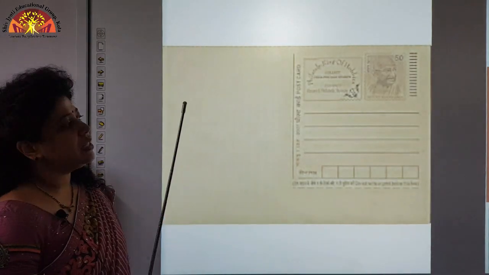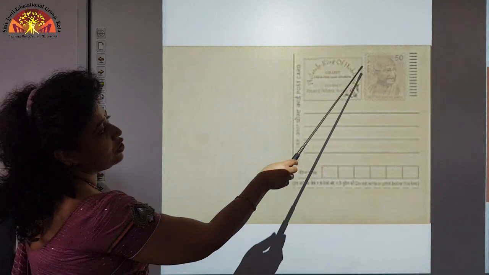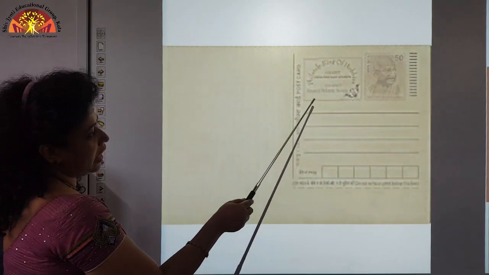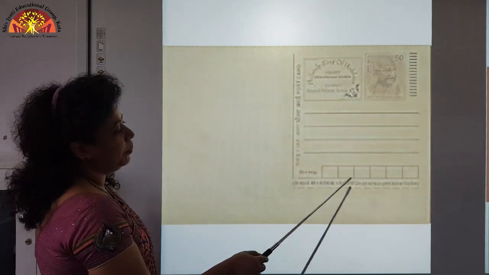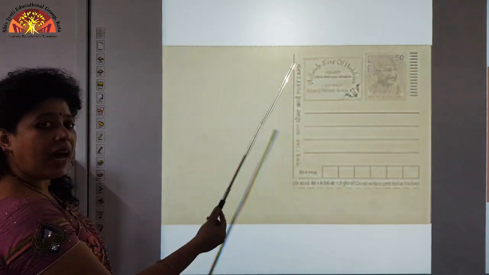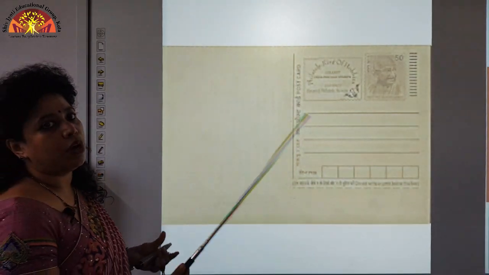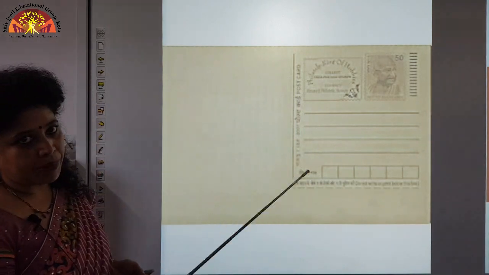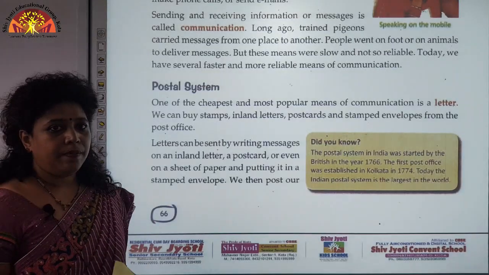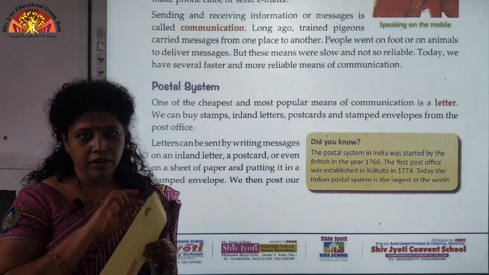This is your postcard. Again, this is your stamp. Here you will write your to address and the pin code, and behind this you write the content of an urgent message or whatever message you want to pass. I also have an envelope with me.